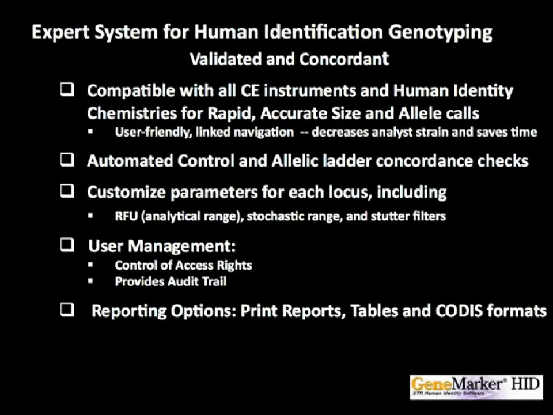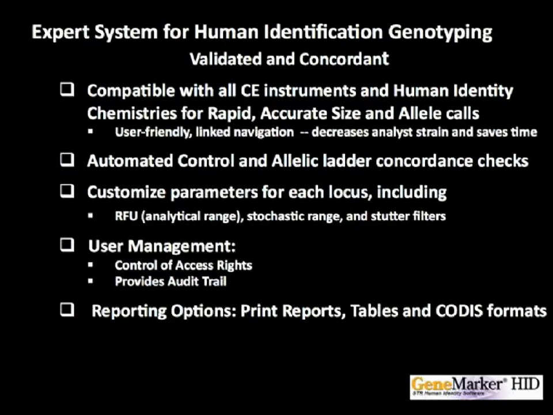As a review, GeneMarker HID is an expert system for human identification genotyping. GeneMarker HID is compatible with all CE instruments and human identity chemistries for rapid, accurate size and allele calls. The program contains user-friendly linked navigation, which decreases analyst strain and saves time.